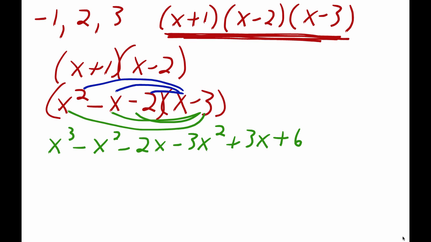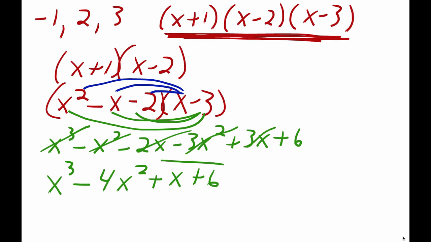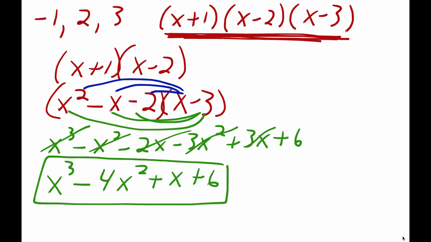Alright, so you can see in the green I've done that, so I've multiplied those two together, the x squared minus x minus 2 times the x minus 3, and everything in the green is what I got. Now I'm going to add my like terms, and once I do that I have x cubed, so I'm done with that. Get my x squares together, which would be negative 4x squared, and get my x's together, which would be 1x, or just x, and then I have my plus 6. So that would be my answer. So I've now written a polynomial from my original zeros, the negative 1, 2, and 3. So now we have x cubed minus 4x squared plus x plus 6.